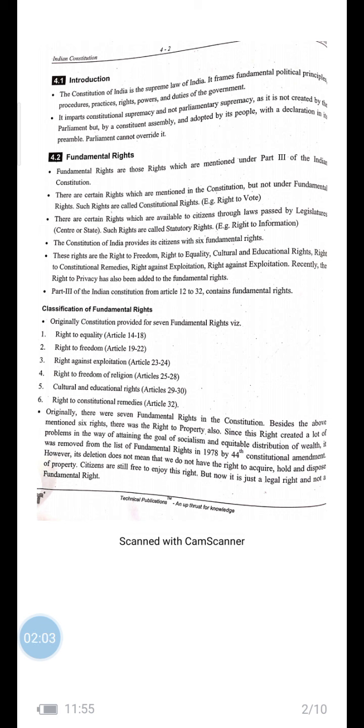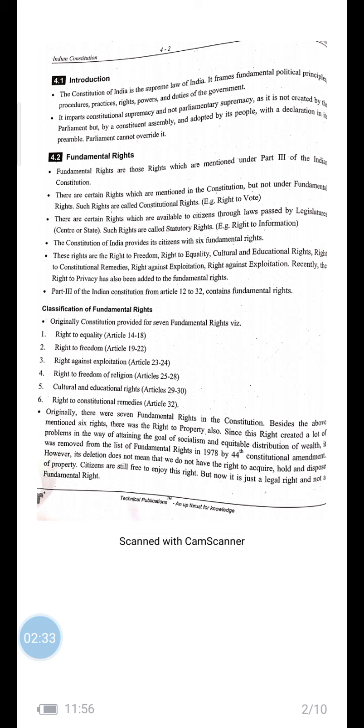So fundamental rights are those rights which are mentioned under Part 3 of the Indian Constitution. There are certain rights which are mentioned in the constitution but not under the fundamental rights. Such rights are called constitutional rights. For example, the right to vote. So rights that are not considered under the fundamental rights are called constitutional rights.